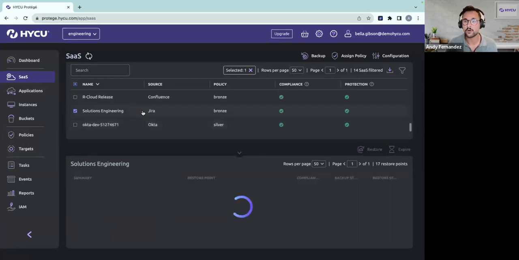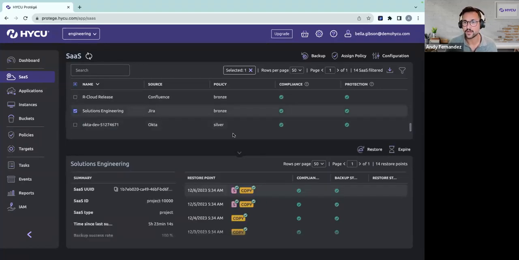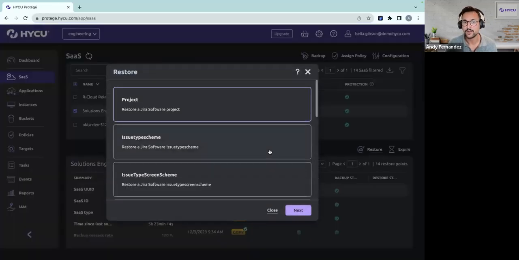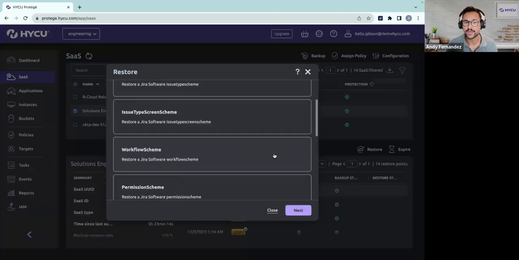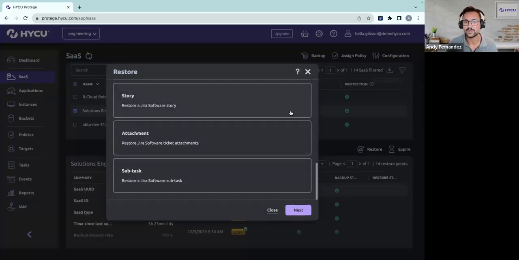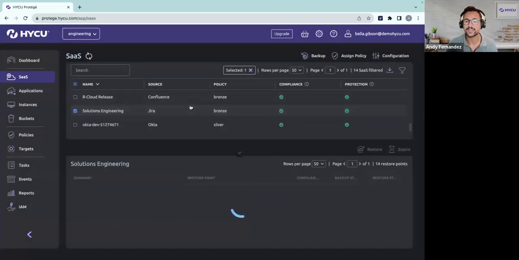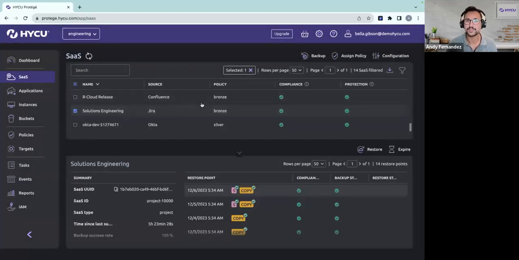This is something that now hundreds of thousands of customers use, and they're using the cloud service. Guess what? It's still their responsibility to protect and recover their data. We offer the same item level restore. Same thing applies to Salesforce. The same thing applies to everything that we have here.